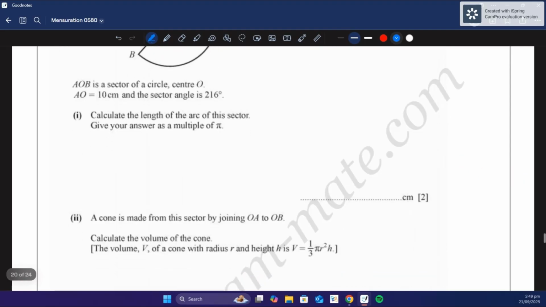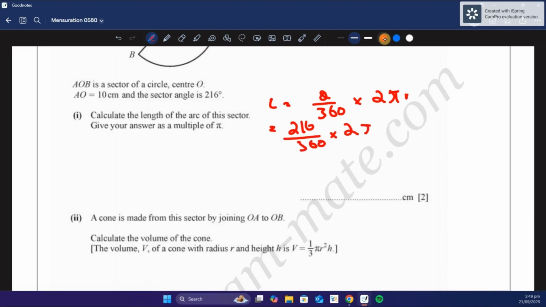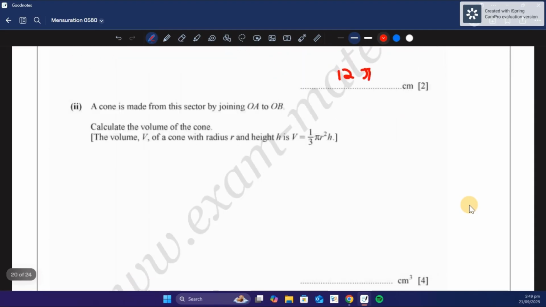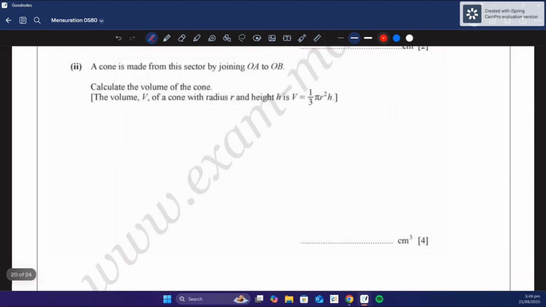Part B. All right, so the length of the arc would be given to us by the formula, angle over 360 into 2 pi r. That would mean 216 over 360 into 2 pi into 10, which would give us 12 pi. All right, perfect.